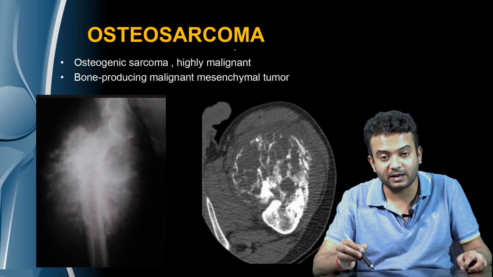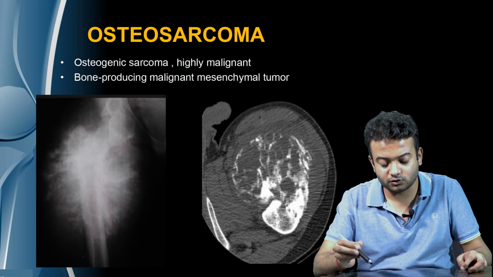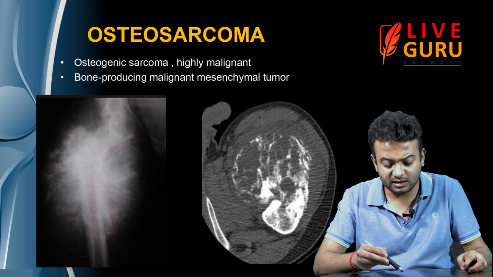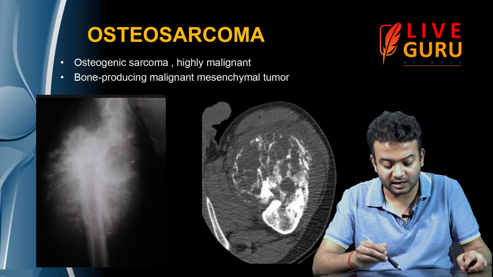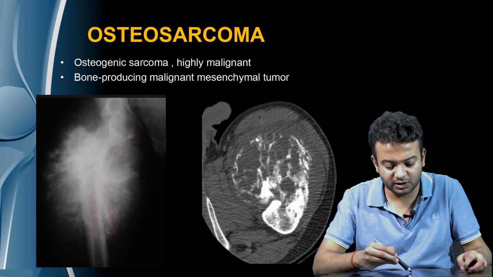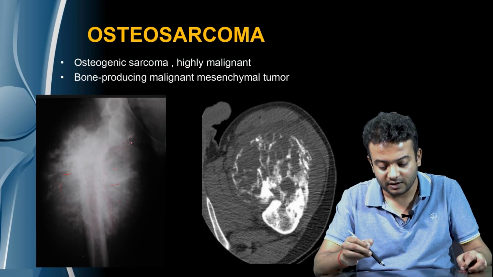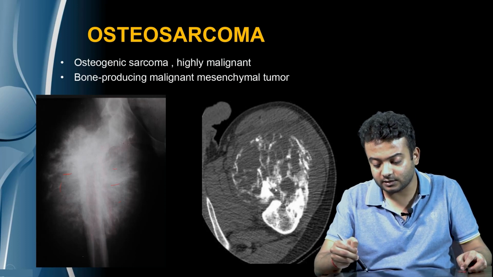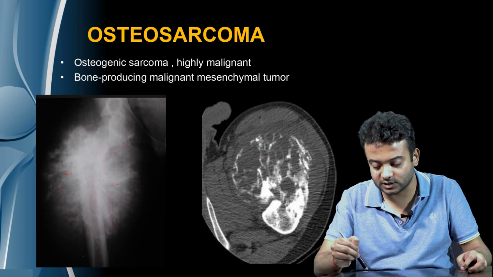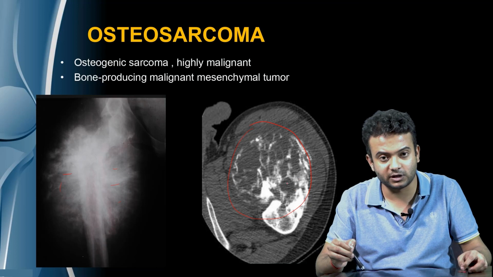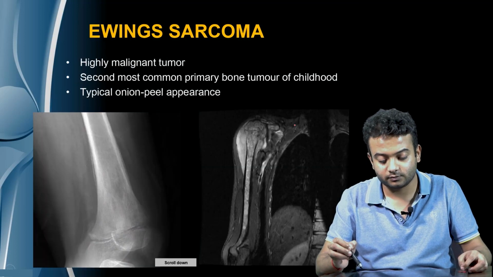Osteosarcoma is a highly malignant osteogenic sarcoma, a bone-producing malignant mesenchymal tumor, and it has a very ill-defined, irregular, aggressive pattern in the radiograph, in which the bony destruction is very aggressive. The periosteal reaction is also haphazard and aggressive, as you can see, and it can even extend into the surrounding soft tissue. This is the image given in the CT with aggressive bony destruction as seen.